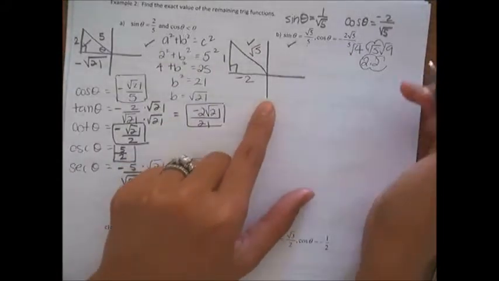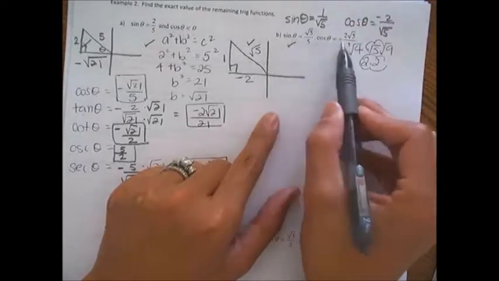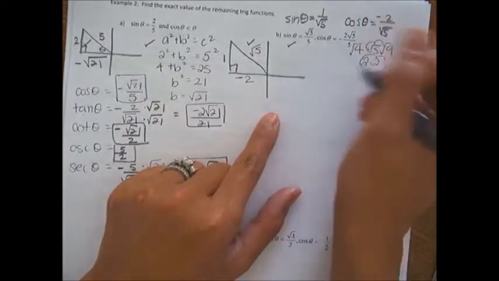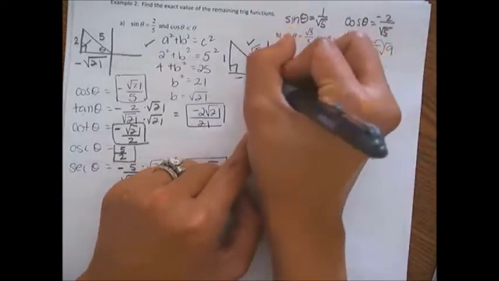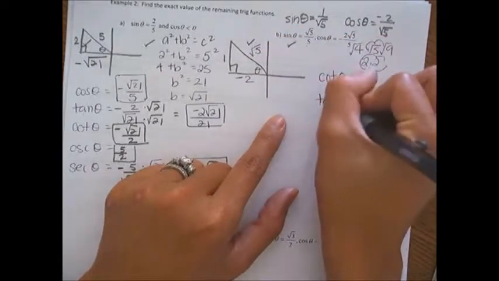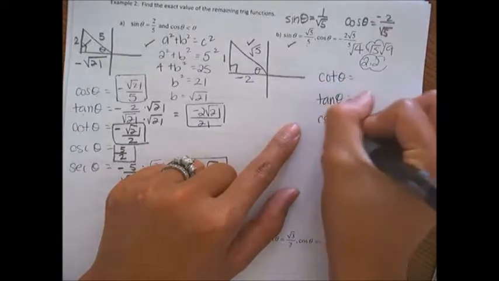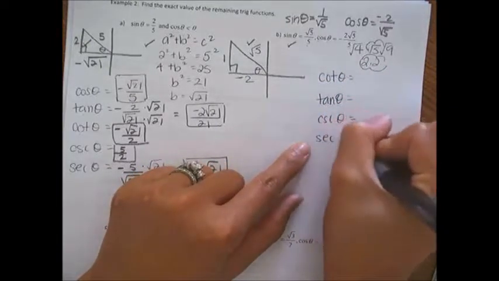So I'm missing a couple of trig functions. Currently you have 2 right here. All I have to do is find 4 more: cotangent of theta, oh, this is theta here, tangent of theta, cosecant of theta, and secant of theta.